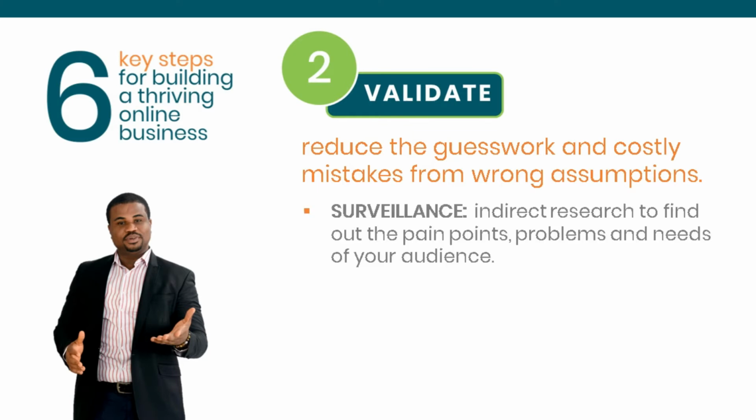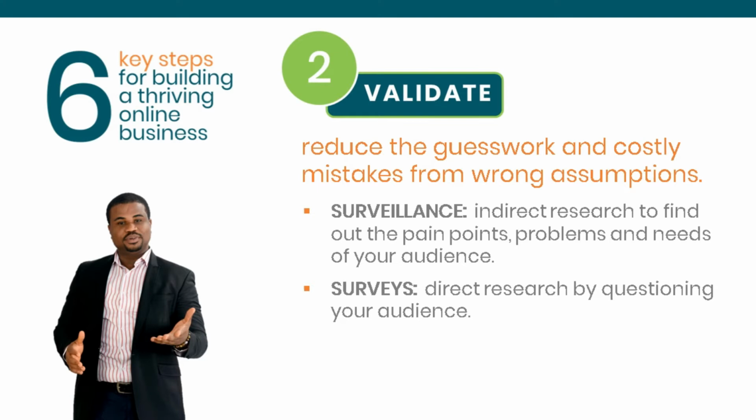The first is surveillance. And surveillance means that you do some digging and indirect research to find out the pain points, the problems and needs that motivate your audience. You will mostly be looking for questions, complaints, frustrations and wishes that your audience is expressing on other online or offline platforms. The second is surveys. Now, with surveys, you'll be doing direct research by asking a sample of your audience specific questions that will help you identify the pain points they are having in the area that you want to focus on, the problems and the needs that they have that will likely motivate them to pay for a solution, for a product or a service.